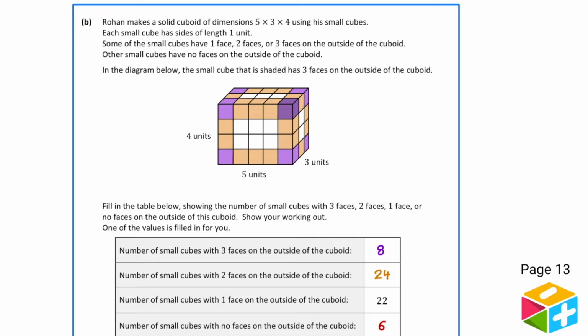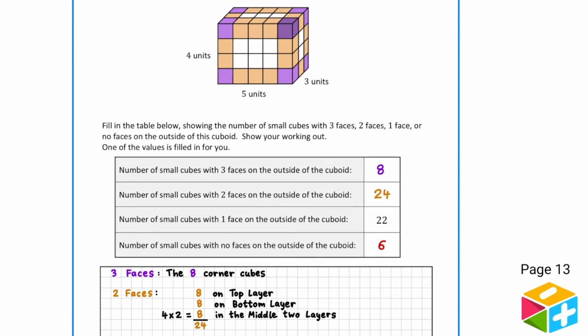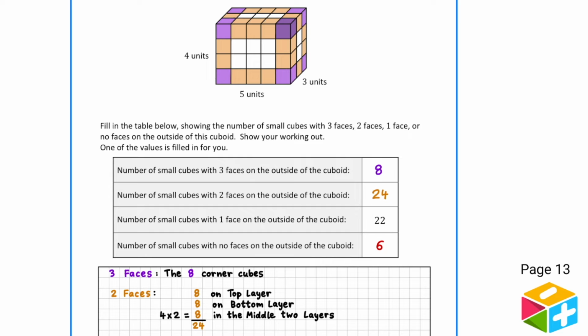As an example, the cube in the top right corner has 1, 2, 3 faces on the outside. The task here is to count up how many small cubes have 3 faces on the outside, how many have 2 faces on the outside, how many have 1 face on the outside, and how many have no faces on the outside. One of these values is filled in for us already. We're told that there's 22 small cubes with 1 face on the outside.